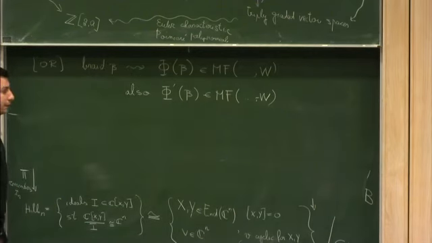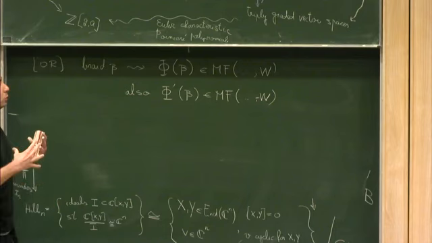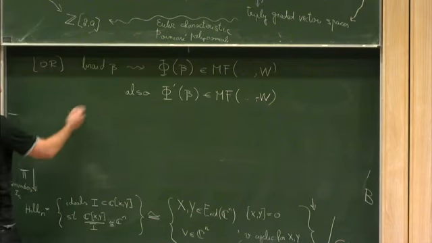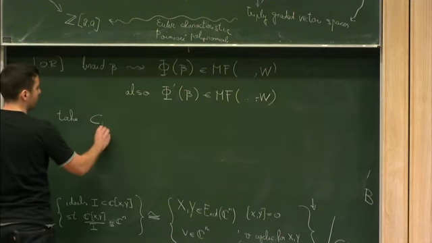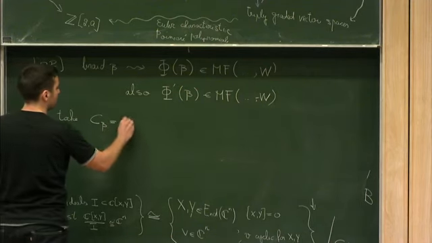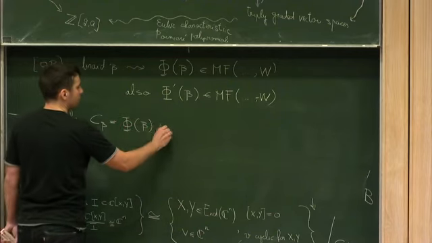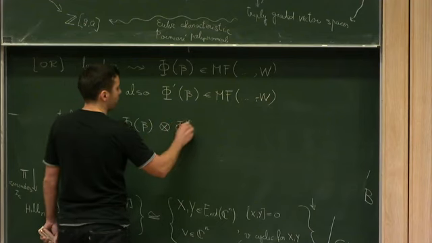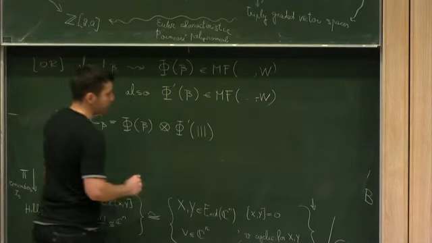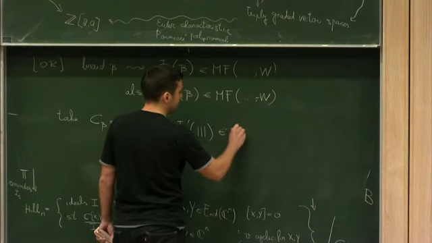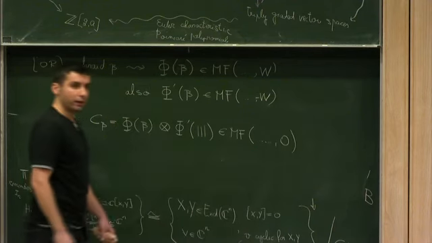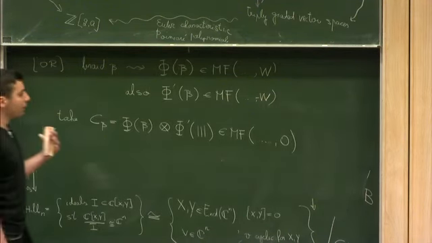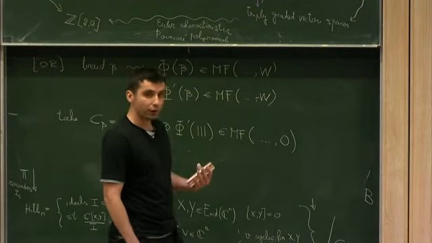minus W. Then they say there's a way to tensor matrix factorizations, which is actually pretty straightforward from tensoring two-periodic complexes. So they take the matrix factorization, call it C beta, which is equal to phi of beta tensor phi prime of a trivial braid. This is now a matrix factorization on this space with potential 0. If you have a matrix factorization with potential 0, it just means a two-periodic chain complex.